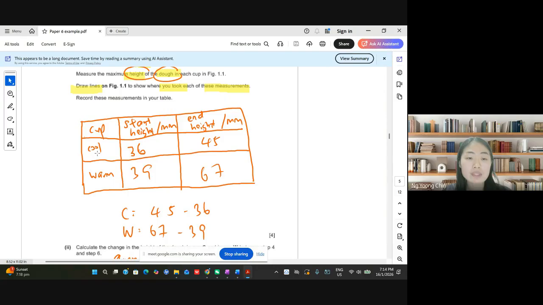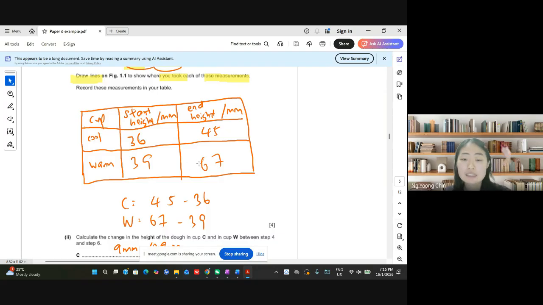Yeah. So this is a cup, okay, one cool and another cup warm, and then this is the start height. And remember to put the unit, mm. The unit for start height is mm, and for end height is mm. This is the data that you get from the measurements. So the initial height is 36, and the end height is 45. Slightly increased. Okay, there's an increase. But for the warm cup, the initial height is 39, but the end height is 67. So just draw a simple table like this. It will be just as simple as that.